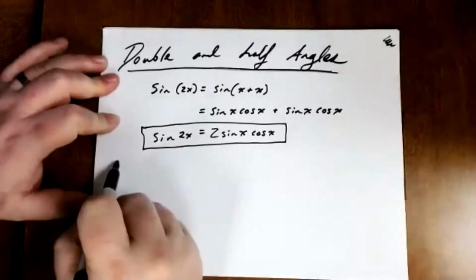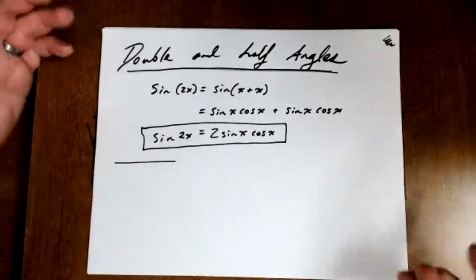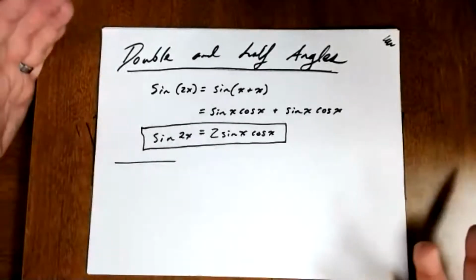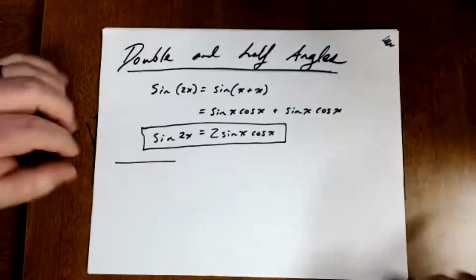Now, the next one. By the way, this is it. This is the only thing you got. Okay, that's it for the double angle formula.